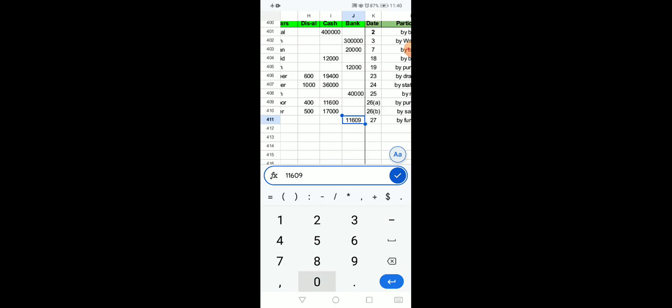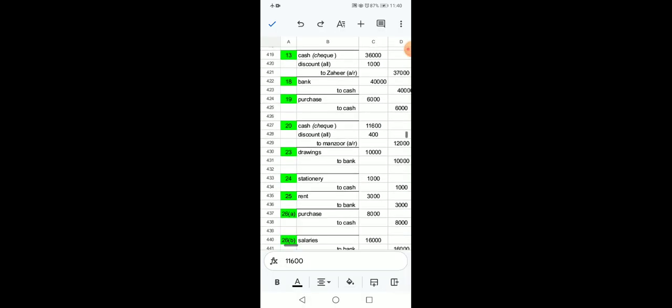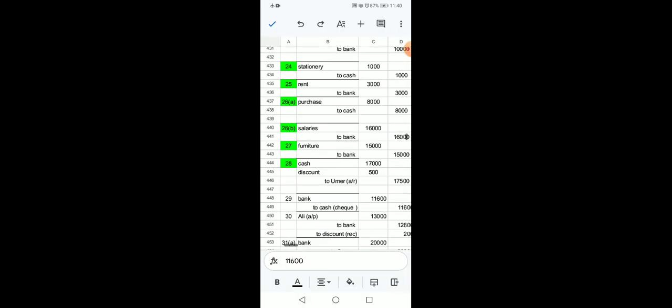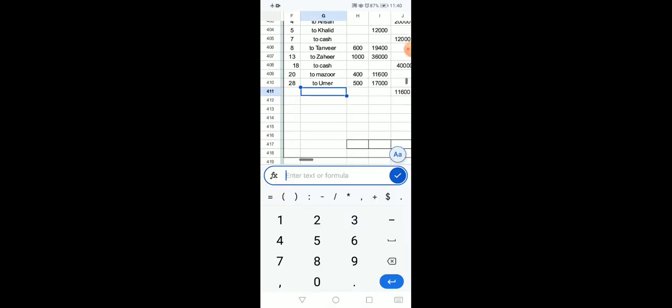Okay ji, next entry is 29. There are two elements, bank and cash, and both are associated with cash book. But we will do step by step. First step is to write bank, which is debited. Go to the debit side of the bank and write 11,600 over here. Now 600 it was. Now see the reference of this entry, which is bank. Write down. So bank was debited.